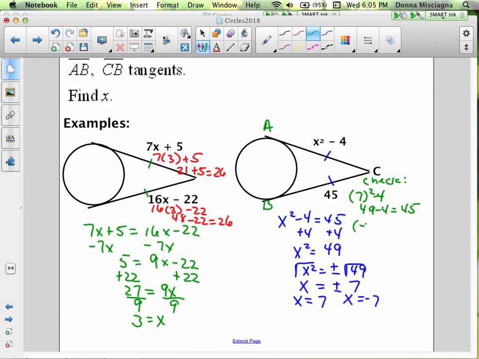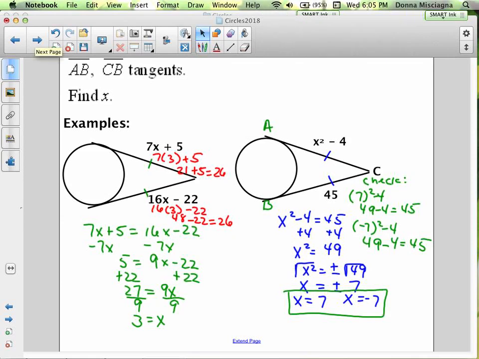How about if we plug negative 7 in? Well, if we're squaring negative 7, that means we're multiplying negative 7 times negative 7, and that is positive 49. So when you square a negative, it is positive. So you see, we have two good solutions. X could be 7, or x could be negative 7. And both are good because they both give you a true statement.